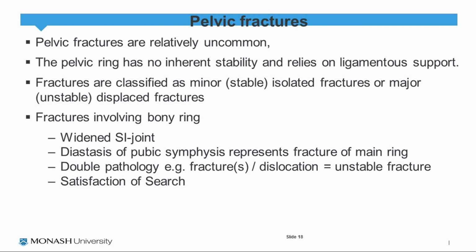Pelvic fractures are relatively uncommon. The pelvic ring has no inherent stability, and it's very dependent on ligamentous support. Fractures can be classified as minor, which tend to be stable, isolated fractures, or major, unstable, displaced fractures. When fractures involve the bony rings, look out for signs of a widened SI joint. Diastasis of the pubic symphysis represents a fracture of the main ring, and then look for any double pathologies, for example, fracture with dislocation, as that is equal to an unstable fracture. And as mentioned, satisfaction of search is extremely important in the pelvis.